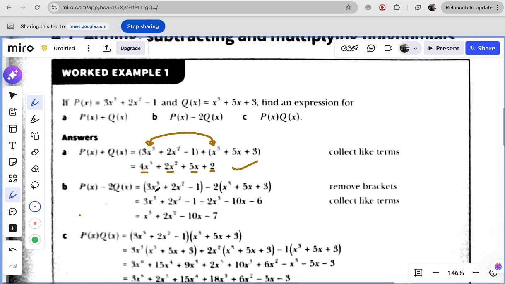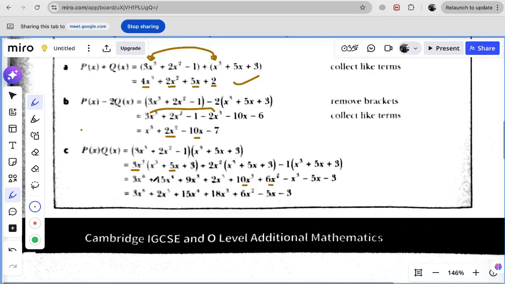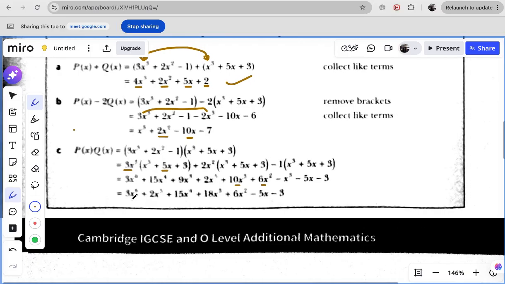We go to the last phase, which is using the constant to multiply everything in the bracket. Minus 1 times x to the power of 3, you get minus x to the power of 3. This one will just change everything to negative. Minus 1 times 5x will become minus 5x. There's no other one with power 6, so you just write 3x to the power of 6. Then power 5: 2x to the power of 5, and it's the only one.